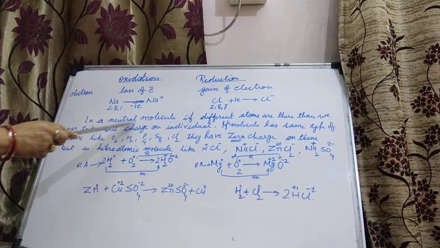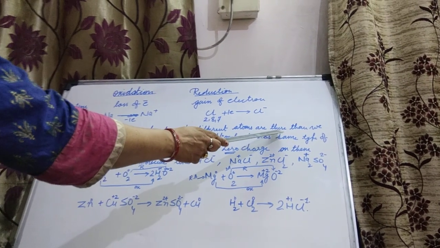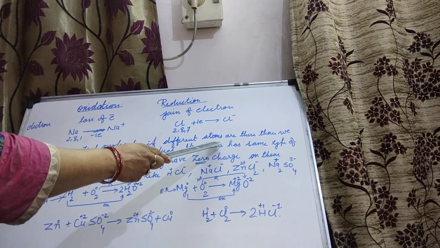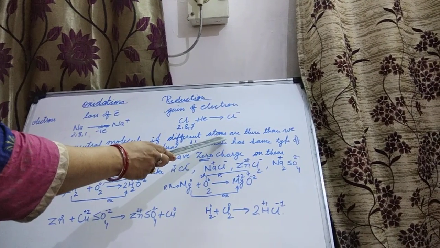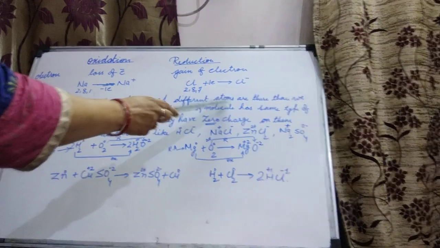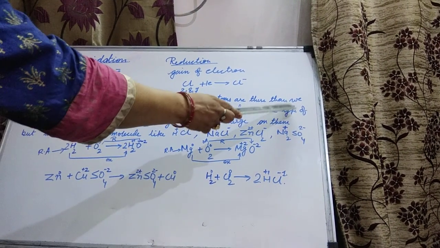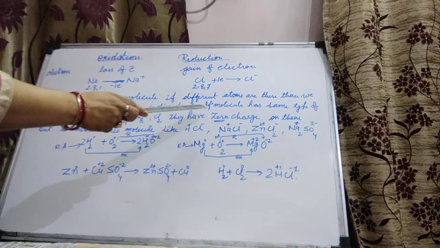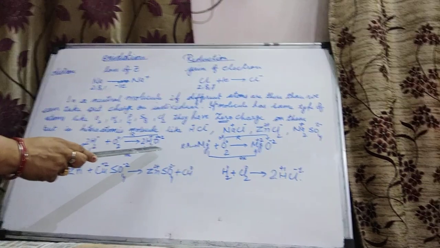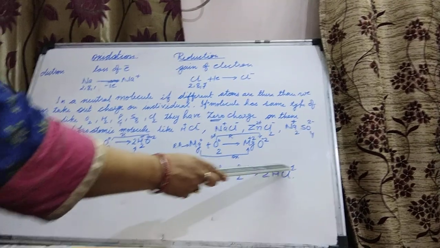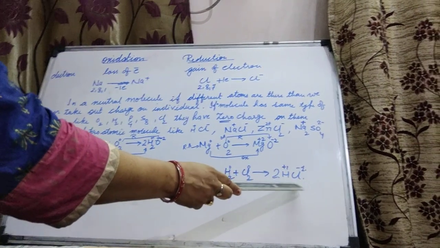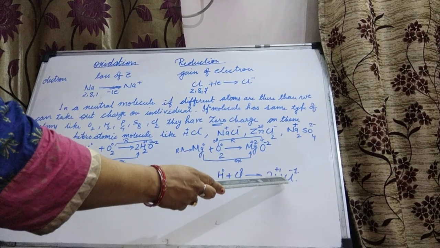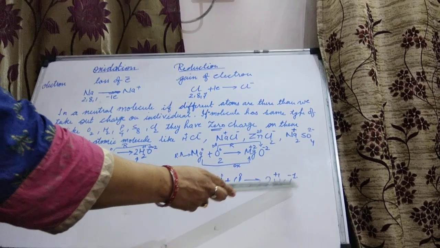So I am writing, in a neutral molecule, if different atoms are there, different atoms meaning H2O is a molecule, a group of atoms having free existence. H2O is a neutral molecule but having different atoms in it. Hydrogen is there, oxygen is there. So in a neutral molecule, if different atoms are there, then we can take out the charge on an individual atom. I'm explaining that, like I'm saying HCl. HCl as a whole is neutral, but in that molecule, H is having which charge over it? Plus 1. Valency concept you have done. Plus 1 charge is there. And Cl is having 1 negative charge.